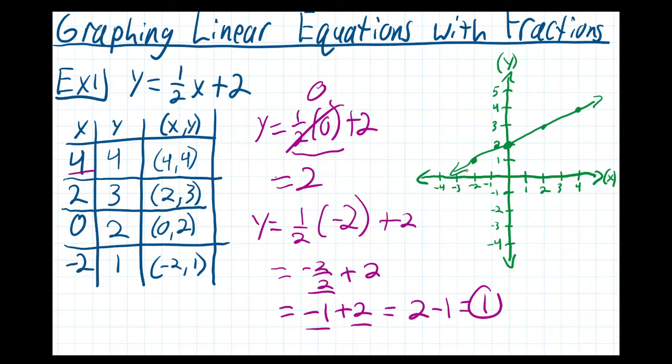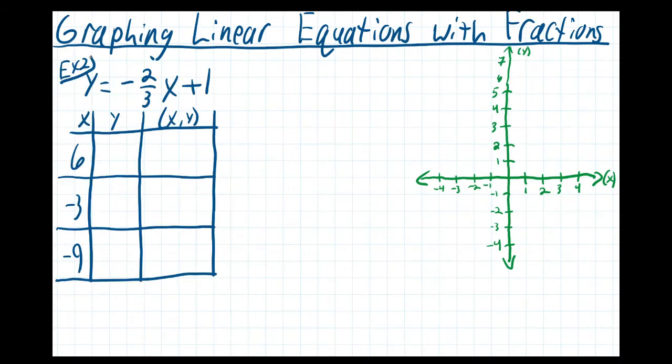So let's take a look at one more example of these. For our next example here, we have y is equal to negative 2/3 times x plus 1. Now, again, don't get confused with the negative 2/3. Again, we're still following the same steps we did in the last example.